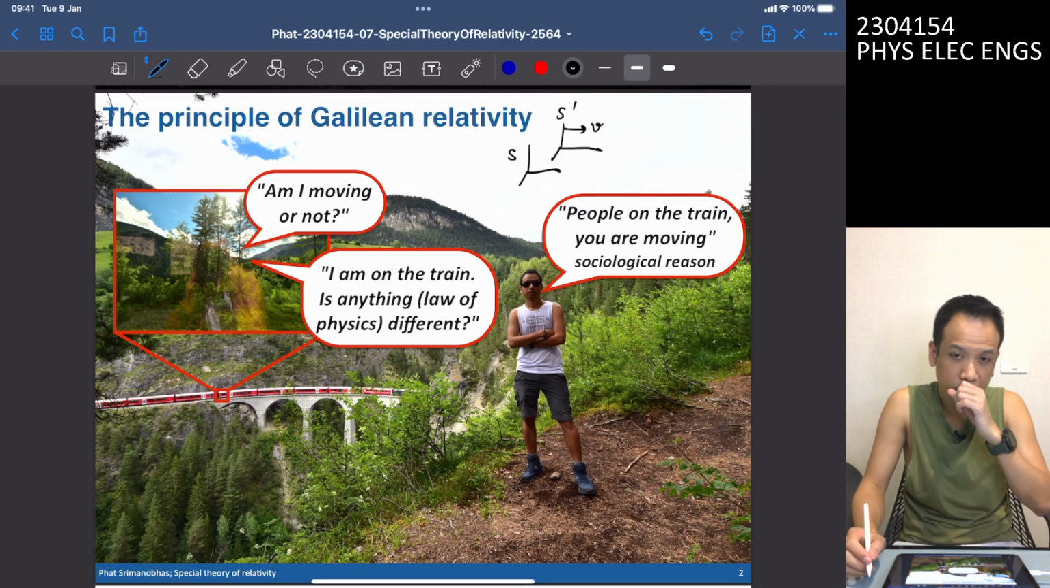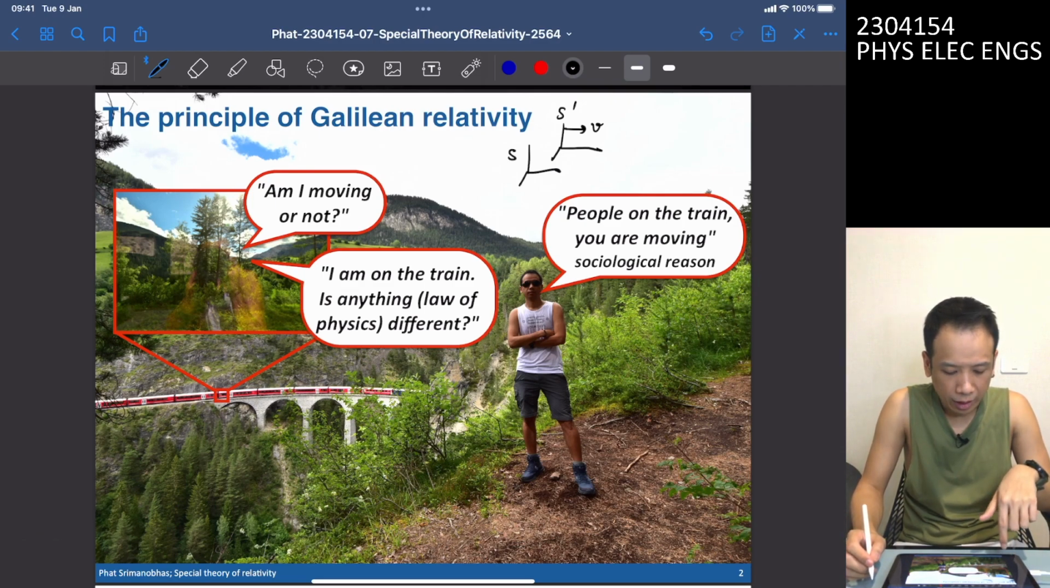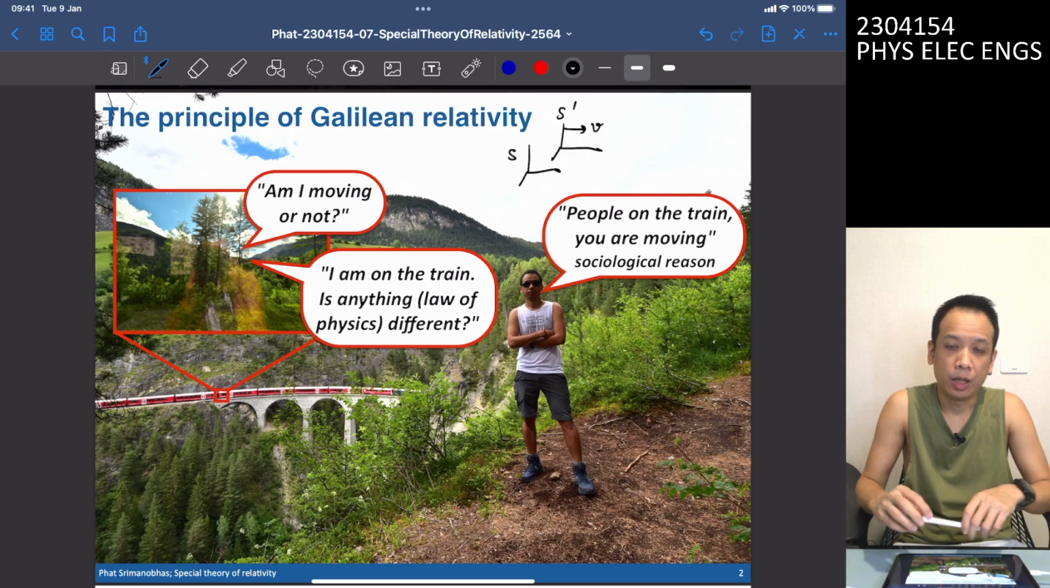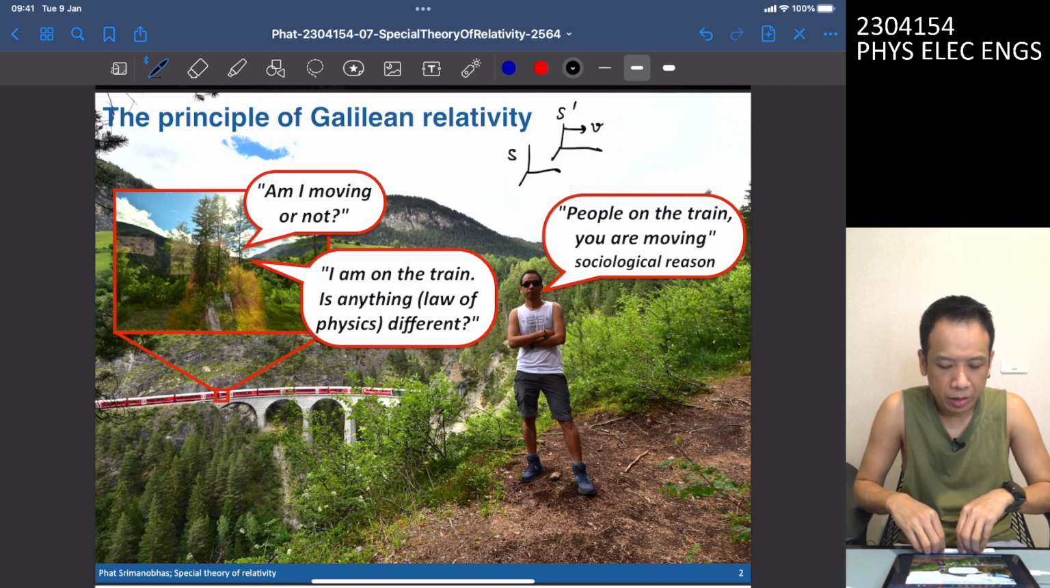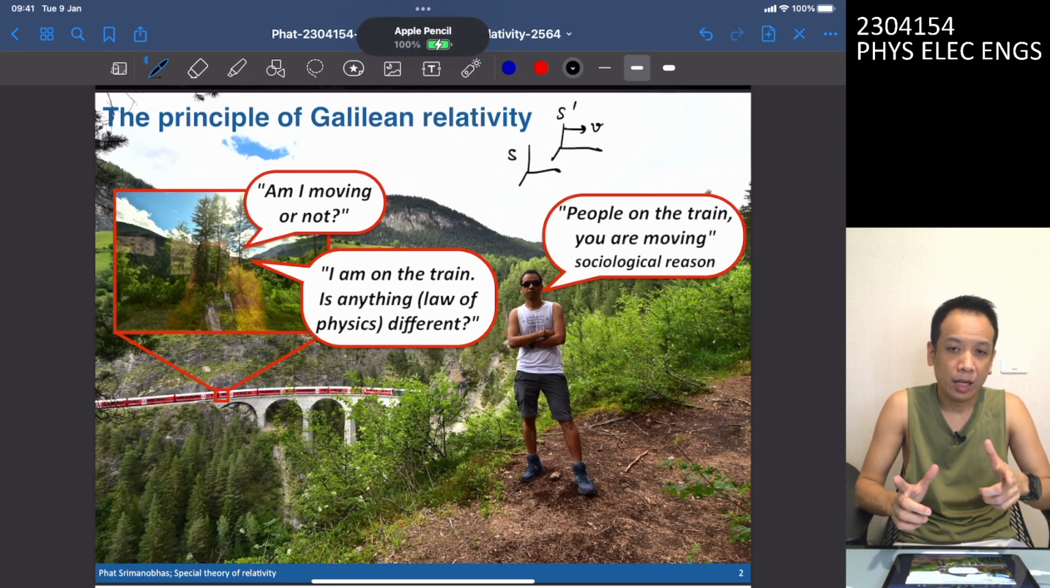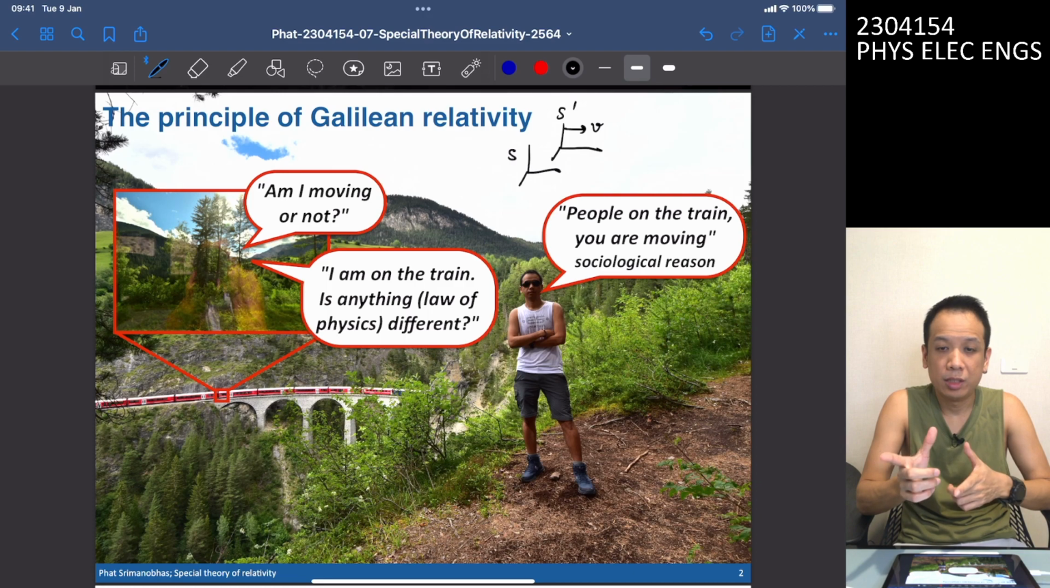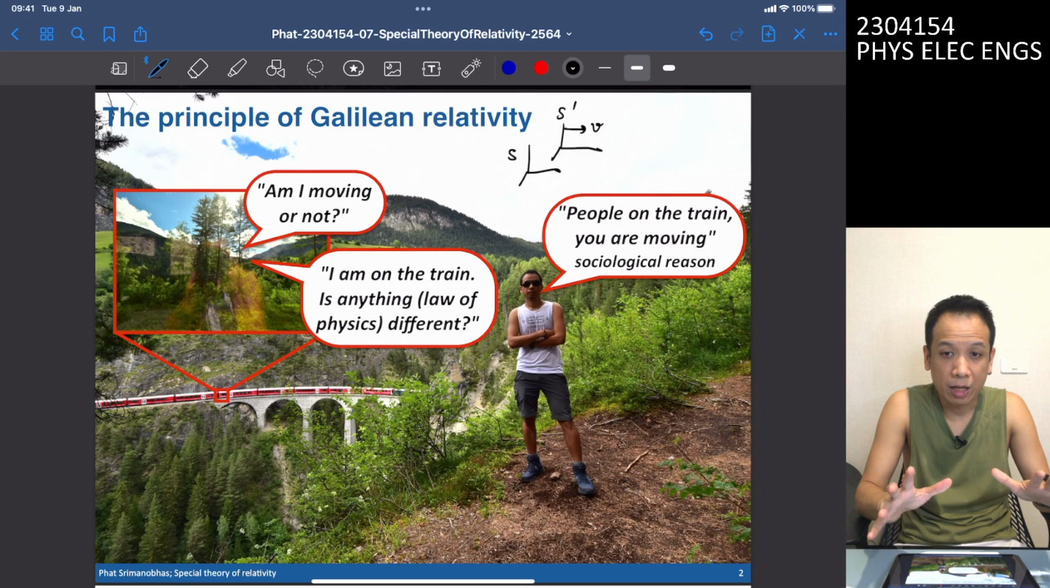In this example, there's a person sitting on a train, and the train is traveling with a constant velocity. This is just the ideal situation. And another person sits outside. So the question is, can you say that you are moving or not? If it's really moving with constant velocity and you close your eyes, you will not feel anything. You don't know that you are moving or that someone outside is moving.